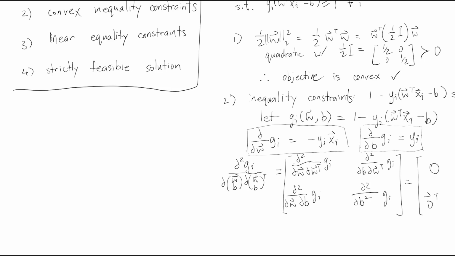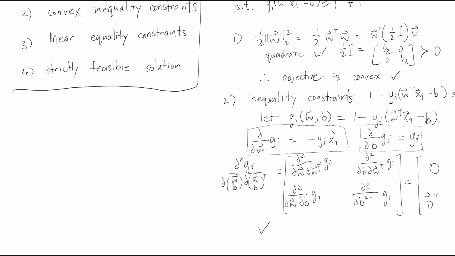So this turns out to be a zero matrix, which is indeed positive semi-definite. In fact, because the Hessian is 0 everywhere, this function is linear in w and b, which we should have seen because of 1 minus yi times W transpose xi minus b. W and b only enter the expression linearly, and linear functions are convex. In any case, we have shown property number 2.